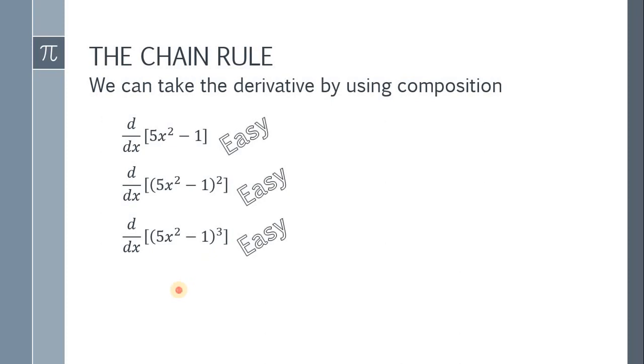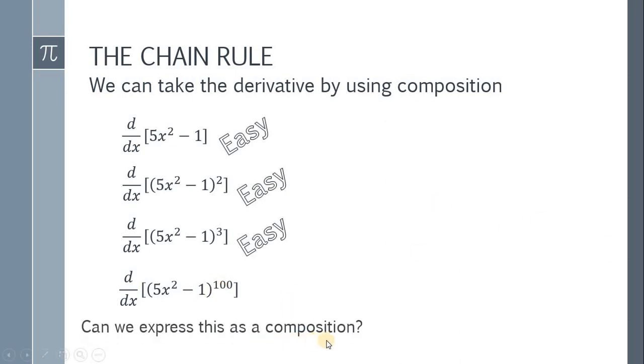Ang tanong, paano natin kukunin yung derivative of 5x squared minus 1 raised to 100? Okay, good luck kung gusto mong i-simplify yan at gusto mong i-expand yan. Kung i-expand natin yan, kakapusin siguro yung screen. So, dito ngayon papasok si chain rule. Ang tanong, can we express this as a composition? And the answer is yes.